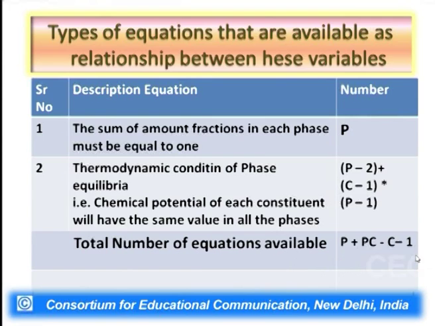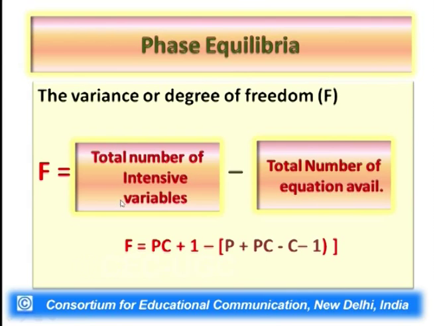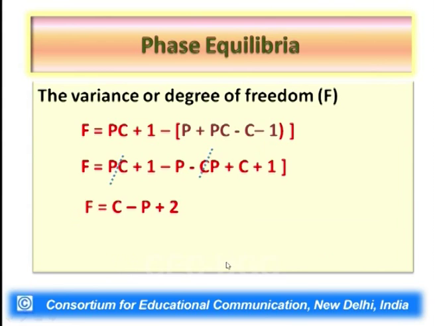So again, the variance of the system we can determine as the total number of intensive variables, that is PC plus 1, minus the total number of equations available, P plus PC minus C minus 1. By solving this algebraic equation, what we get is F equal to C minus P plus 2. Now you can see, whether all the constituents are present in all the phases or some constituents are missing in some of the phases, the phase rule equation remains the same. So the phase rule is independent of whether all constituents are present in all the phases or not.